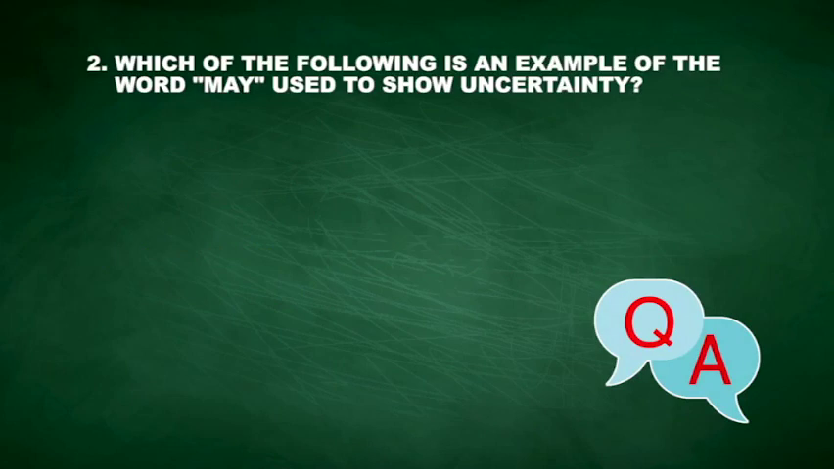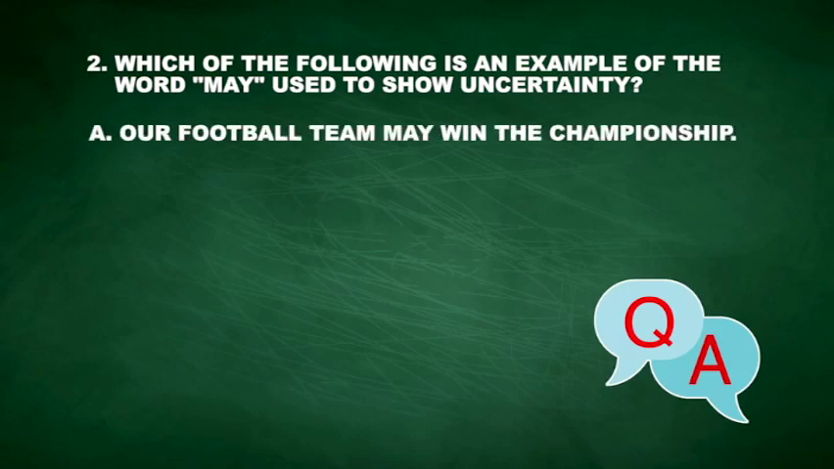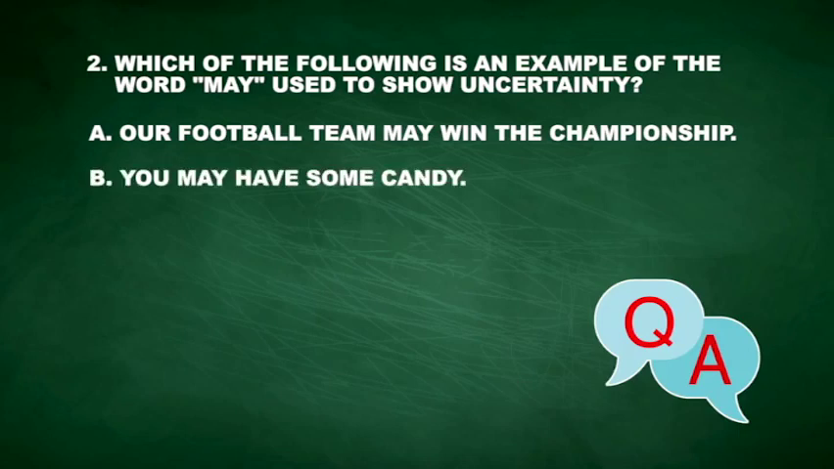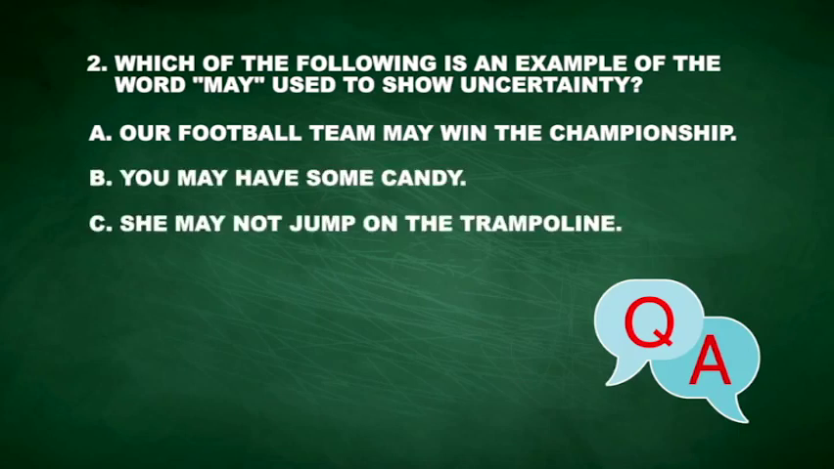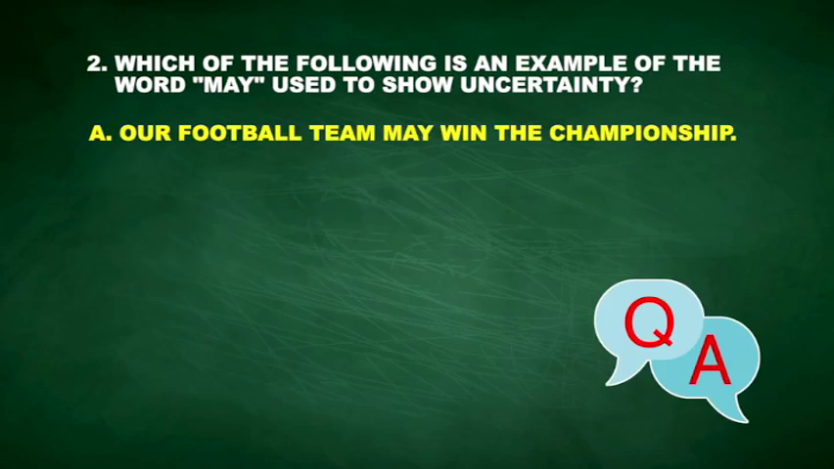Question 2. Which of the following is an example of the word may used to show uncertainty? A. Our football team may win the championship. B. You may have some candy. C. She may not jump on the trampoline. D. None of the above. If you answered A, you know that our football team may win the championship shows uncertainty.